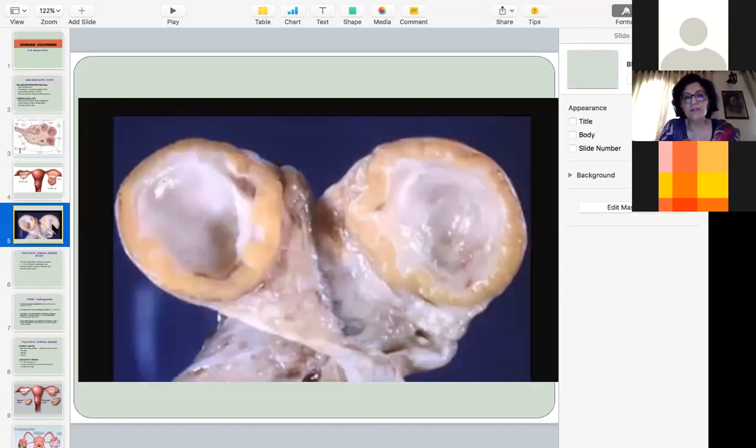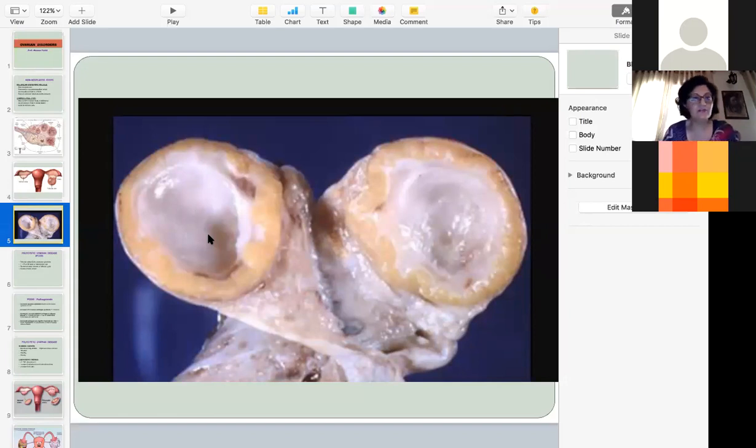This is a corpus luteal cyst. Why do I say that? Because it is lined by luteinized cells, which are yellow in color because of the fatty deposition. And grossly, it looks yellow in color. So even on gross examination, you can tell that this is a corpus luteum because it is filled with fluid and there is a cyst. This is a corpus luteal cyst. So these are the two most common non-neoplastic cysts of the ovary.